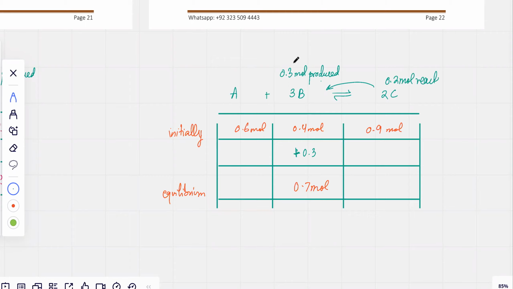If they have reacted, then they're gone. So there would be 0.2 moles that are missing. And if three B's are produced, one A must have been produced as well. So if 0.3 moles are getting produced, then according to the ratio the amount of A produced is going to be 0.1 moles. So you're going to get an extra 0.1 moles of A in the reaction. Okay, is this clear?